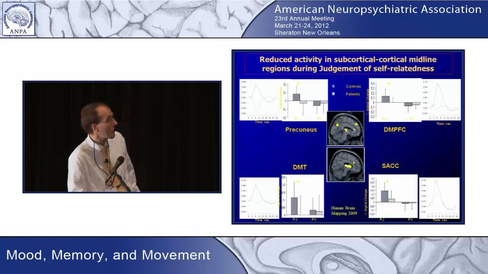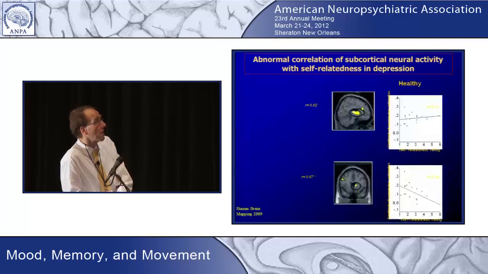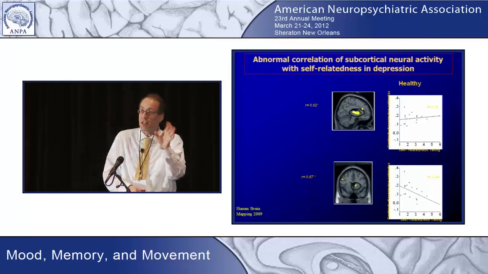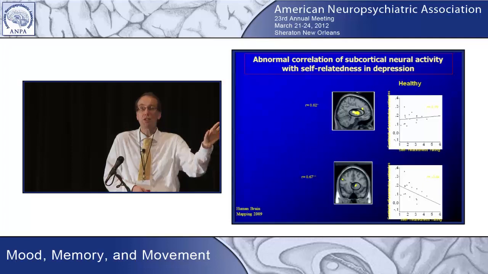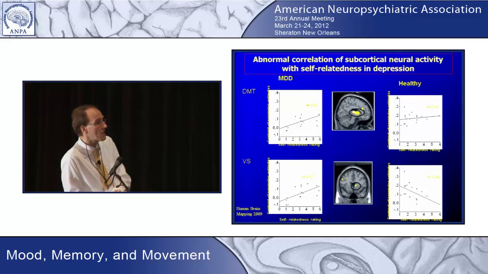And you can see again that in these regions, there's a major difference in activity between healthy and depressed subjects. Then we directly correlated the degree of personal relevance subjects assigned to the stimulus with the degree of neural activity induced by the very same stimulus. You don't see a correlation in subcortical regions like the ventral striatum and the dorsomedial thalamus in healthy subjects, or a negative correlation, but you see an abnormally positive correlation in the dorsomedial thalamus and the ventral striatum in depressed patients.